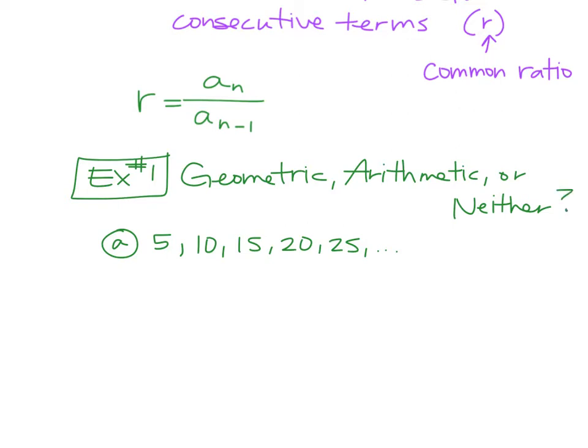That's arithmetic. Why is that arithmetic? Right, every time you're adding 5, plus 5, plus 5, plus 5. So if you're adding the same thing every time, you have a common difference. That is arithmetic.